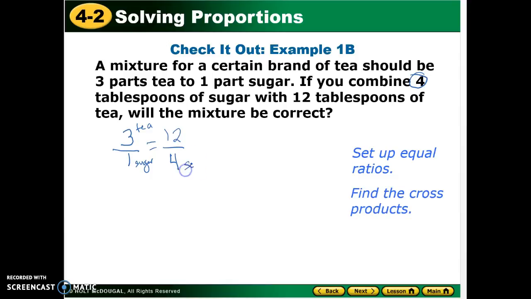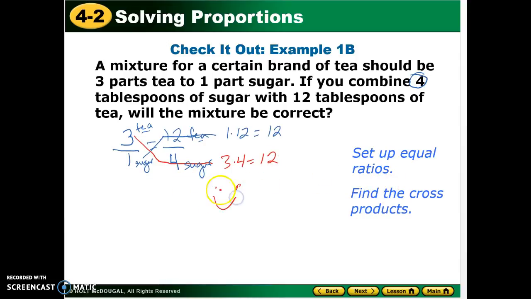Alright? And you need to make sure when you do these that you put the same label on the same part. So if tea's on the numerator, it's got to be both. Sugar denominator has to be both. You can't have tea up here and tea down there on this ratio. So then I can do cross products. 1 times 12 equals 12. I could do cross products here. 3 times 4 equals 12. So yeah, I did a good job.